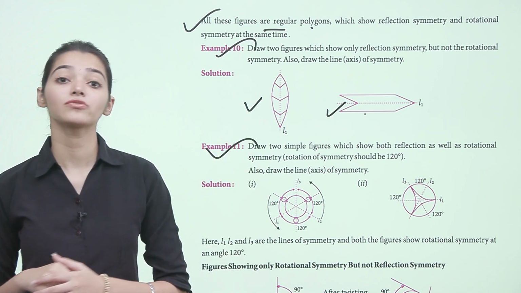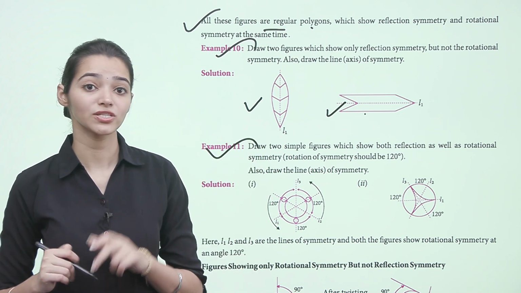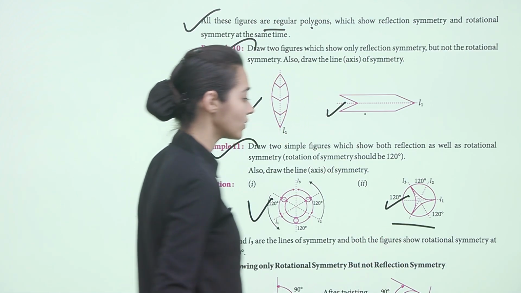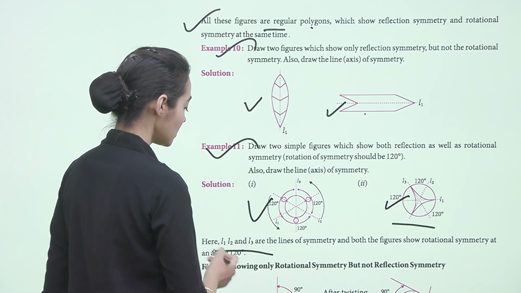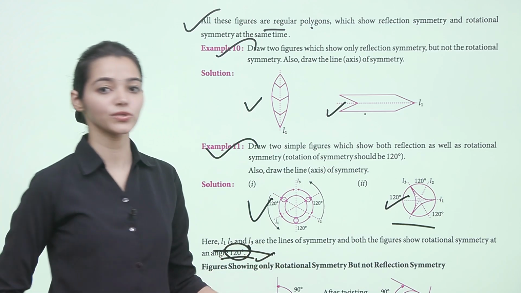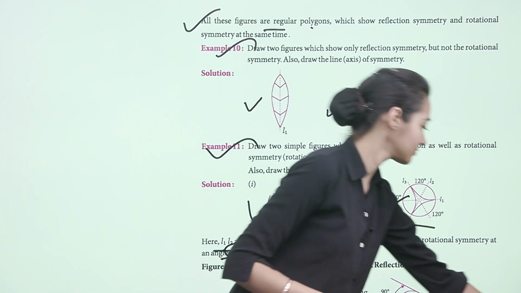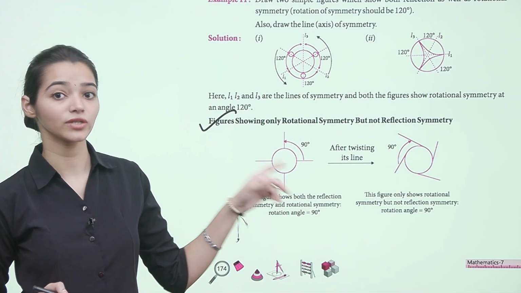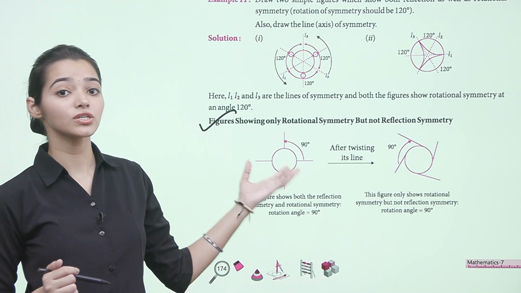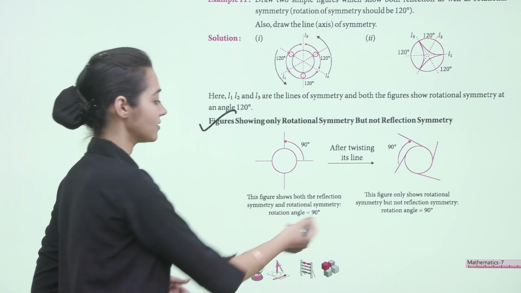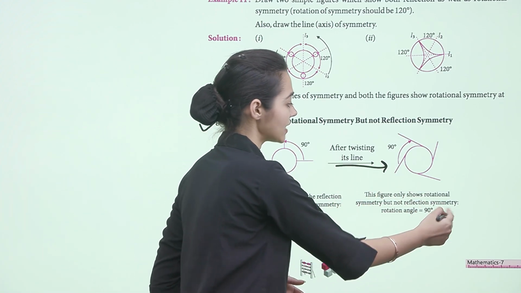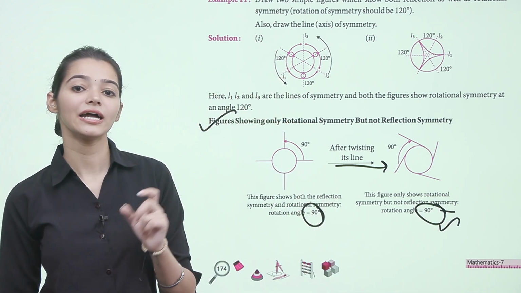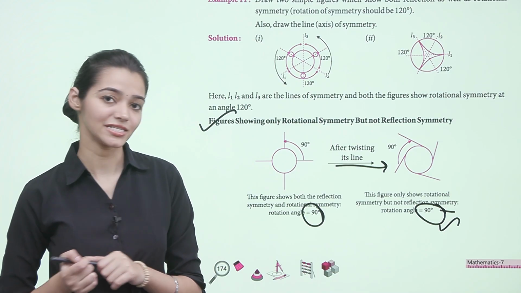In example number 11, we have to draw two simple figures which show both reflection as well as rotational symmetry. So these are L1, L2 and L3, and here are also L1, L2 and L3. They show what? Rotational symmetry at an angle of 120 degrees. These are the figures which show only rotational but not reflection symmetry. Here the figure shows both rotational as well as reflection symmetry at a 90 degree angle. After twisting its lines, this again shows rotational but not reflection symmetry, and the angle of rotation is what? 90 degrees.